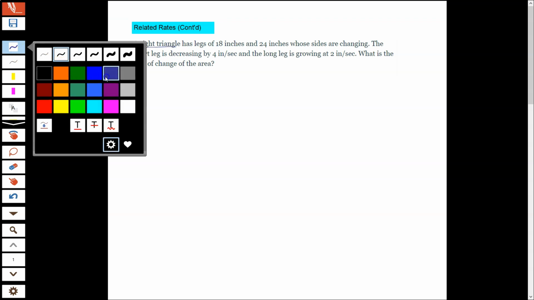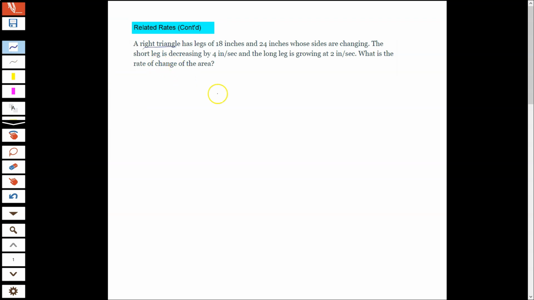And then we'll switch it up for our second example and use another formula that you're very familiar with involving triangles. So the text says a right triangle has legs of 18 inches and 24 inches whose sides are changing. The short leg is decreasing by 4 inches per second. The long leg is growing at 2 inches per second. Okay, so it's going to be trickier in this one, just to keep these legs straight, I think. So we'll say the short leg is 18. The long leg is 24. The legs are the sides that are not the hypotenuse of a right triangle, right?